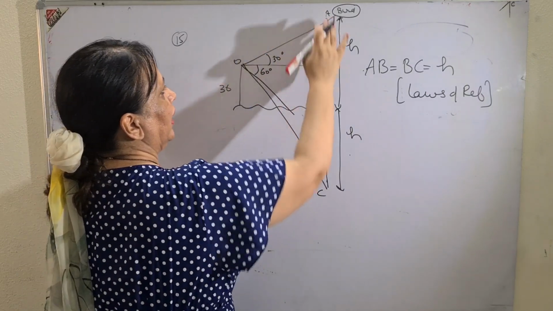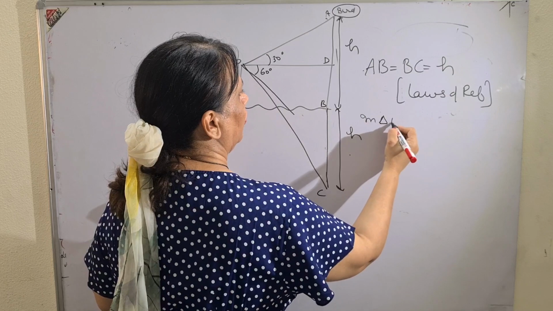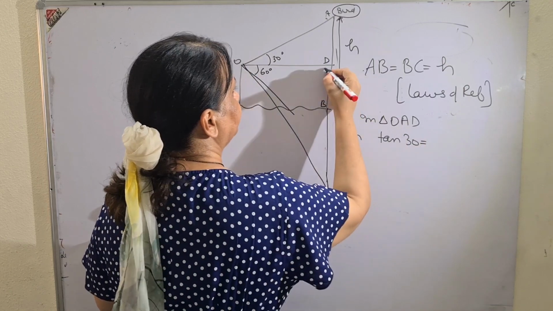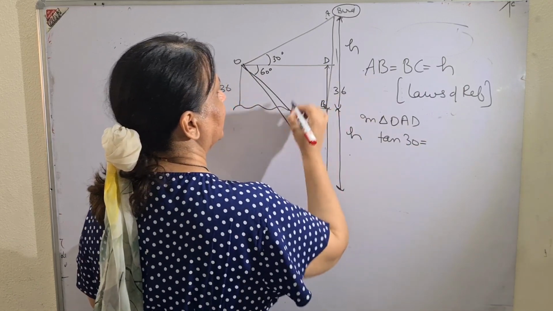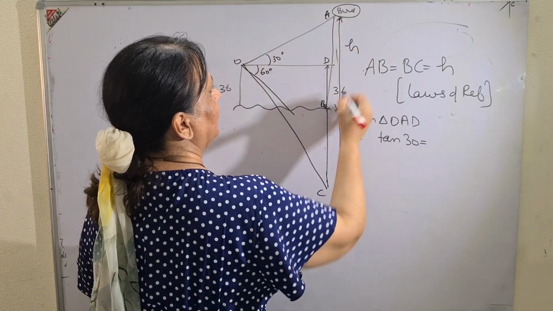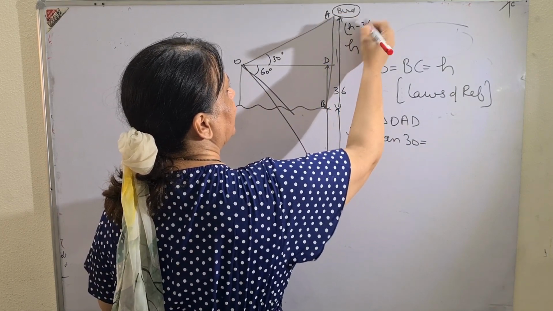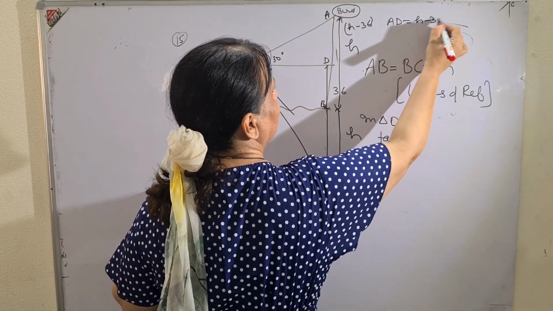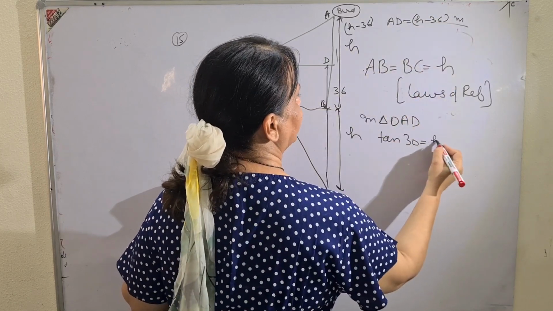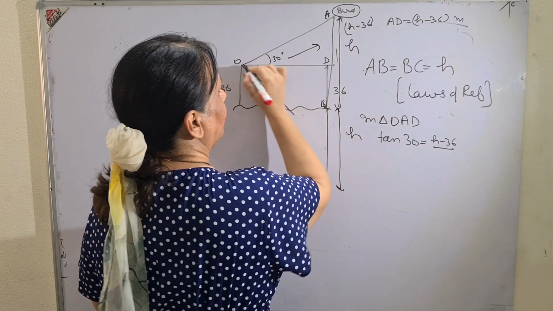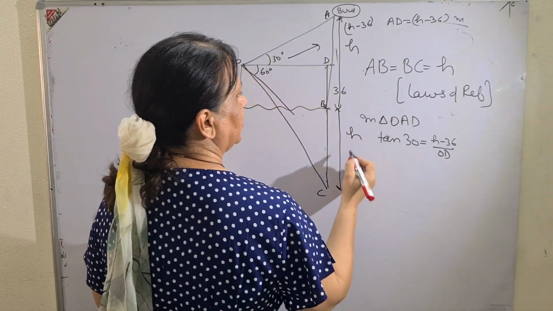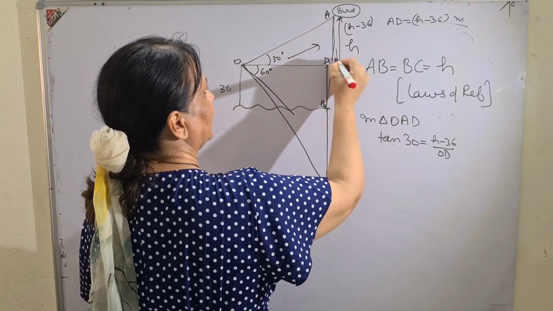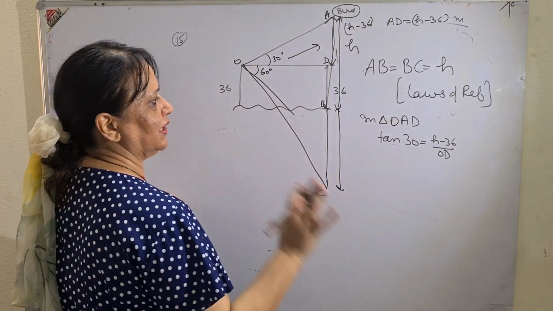Now you come to the question part. In triangle OAD, tangent of 30 is equal to, see, this is 36, BD is 36. So AD will be H minus 36. Total is H, this part is 36. So AD will be H minus 36 meters. So H minus 36, perpendicular over base is OD. So in right angle triangle OAD, tangent 30 is H minus 36 over OD. And how you got H minus 36, I have explained.